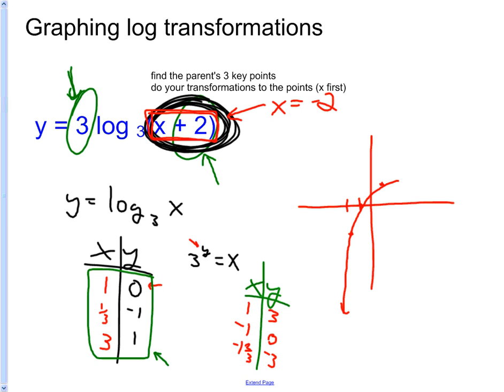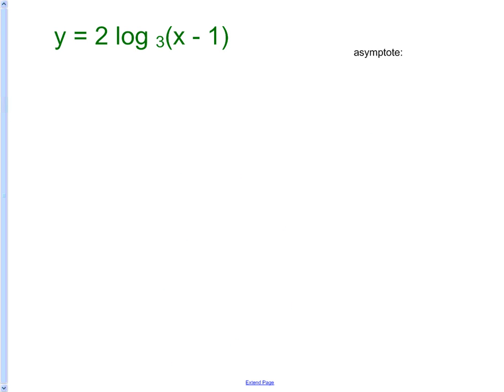All right, I want to have you try another one here. Try that one, and tell me what the asymptote is. You want to tell me the asymptote right now? What's the asymptote going to be? It's going to be 1. All right. So go ahead and graph it. Use the parent point method just to save you time.